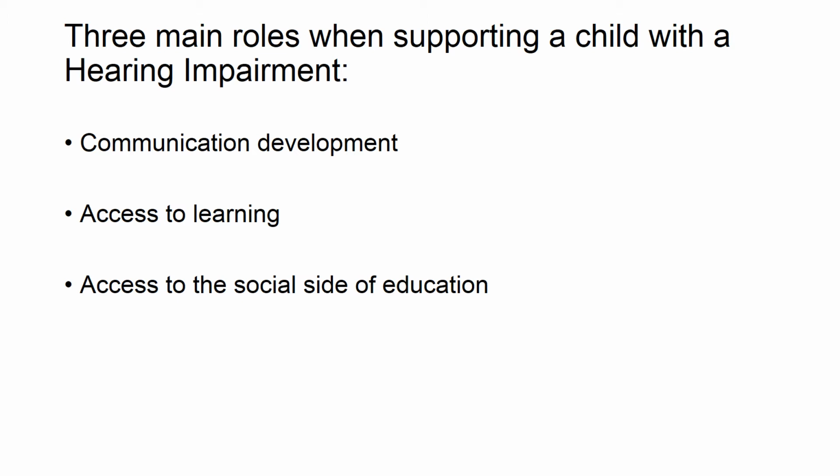For example, if they're outside at playtime and their peers are playing a game, but the hearing impaired child hasn't quite understood the rules of the game, which is then causing some conflicts, which is making them feel isolated and they're not able to join in. It is the role of the teaching assistant to then intervene to explain to the HI child what game they are playing so that you can then step away and the child can then play the game with their peers. This is all encouraging and supporting the social aspect, which is very important.